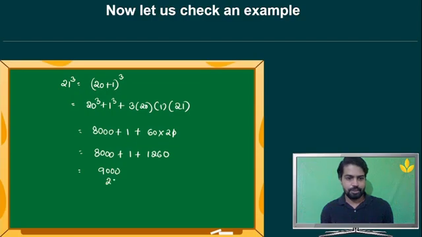And then 260. And then 1. So my answer is going to be 9261. This is 21 cube. Okay.